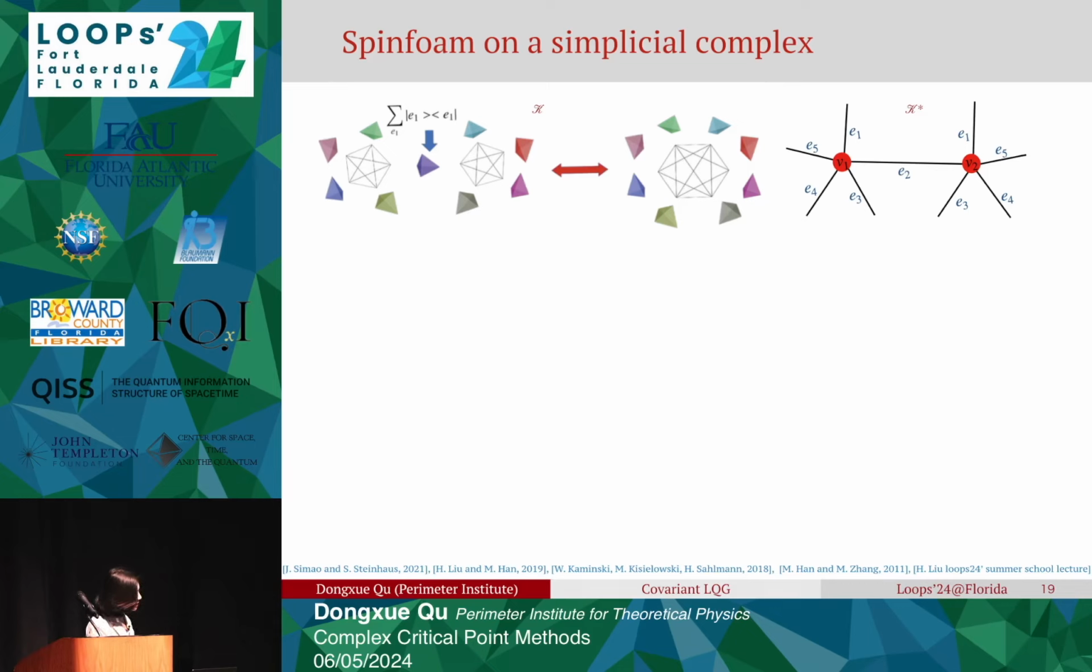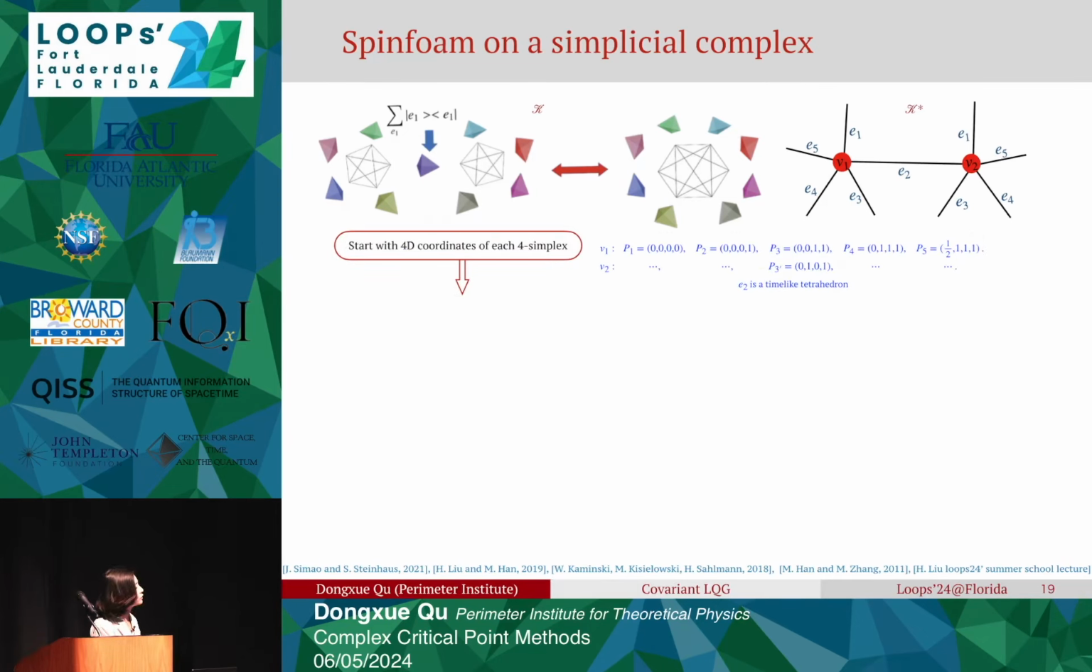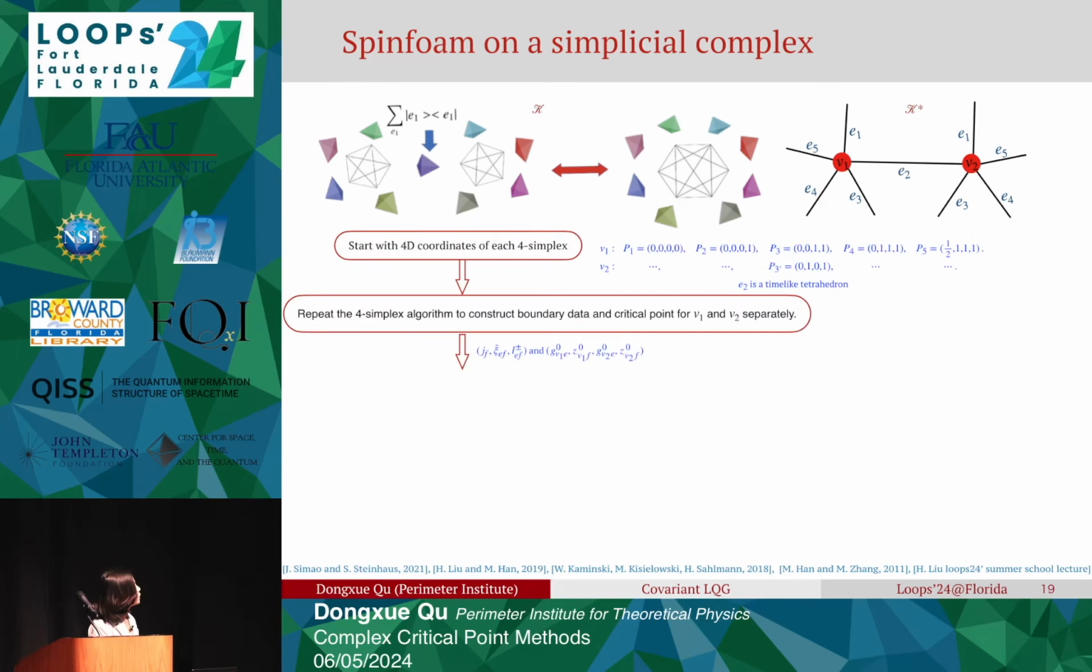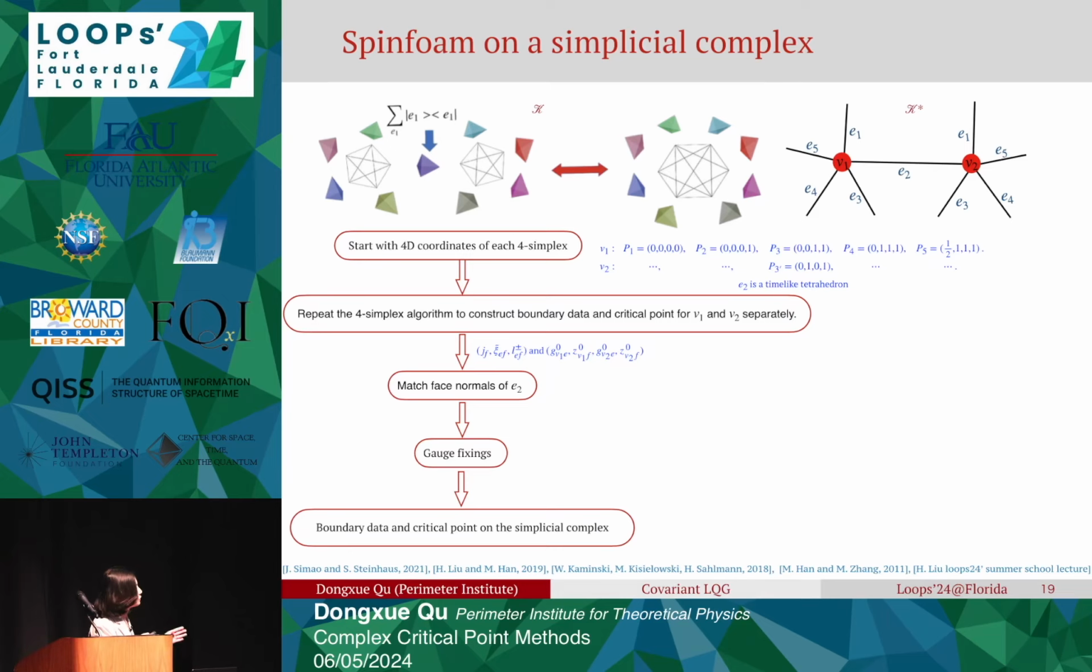Okay, so now let's generalize this algorithm to any simplicial complex. And I use these two full simplices as an example. So what we need to do, if we are given the coordinates, is just repeat the previous procedure and compute the boundary data and the critical point separately. Then glue them together, making sure the face shared by these two full simplices has matched face normals. So once we do this, and after the gauge fixing, we get the boundary data and the critical point on the simplicial complex.